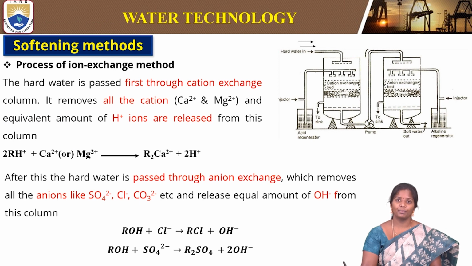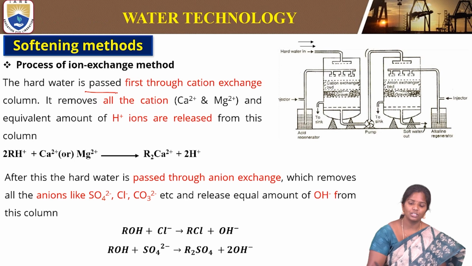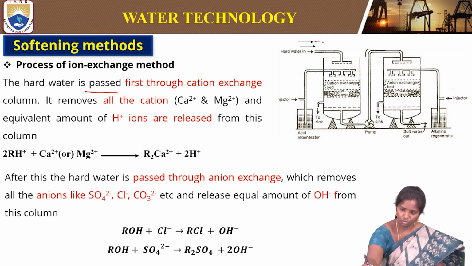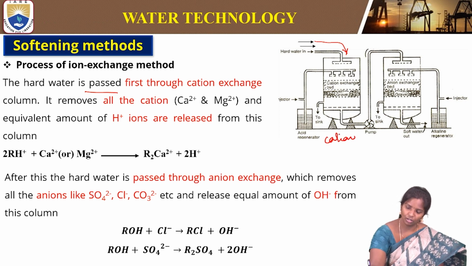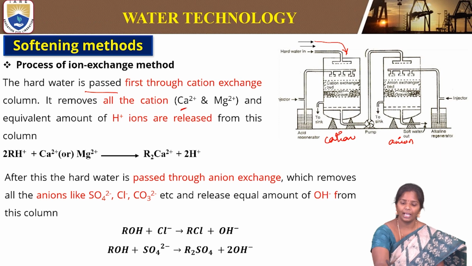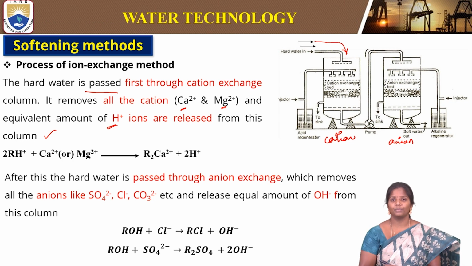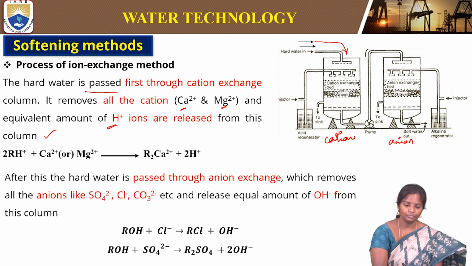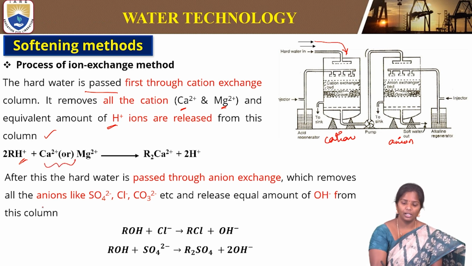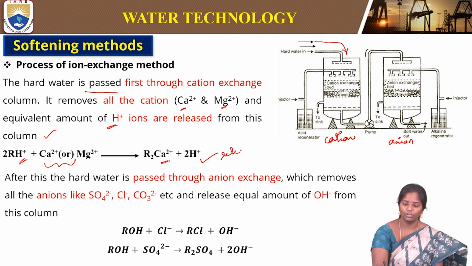So what is the process that is really taking place in the ion exchange method? First, the hard water is passed through the cation exchange column. This is the cation exchange column, and this is the anion exchange column. When it is passed through the cation exchange column, the cations like calcium and magnesium replace the H+ ions in the resin, and an equivalent amount of H+ ions is released from this column. The water now contains the H+ ions released from the cation resin. Calcium and magnesium ions replace the H+ ions of the resin RH+, and the H+ ions are released into the water.